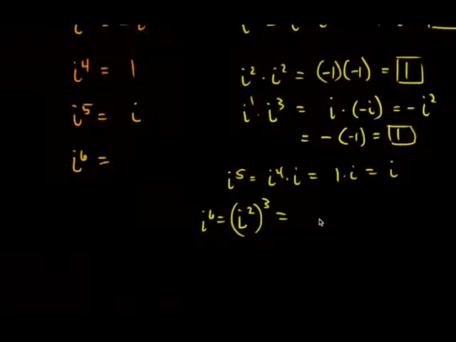What is i squared? Well, that's -1. And what is -1 cubed? Well, 3 negatives being multiplied is still negative. That's -1.